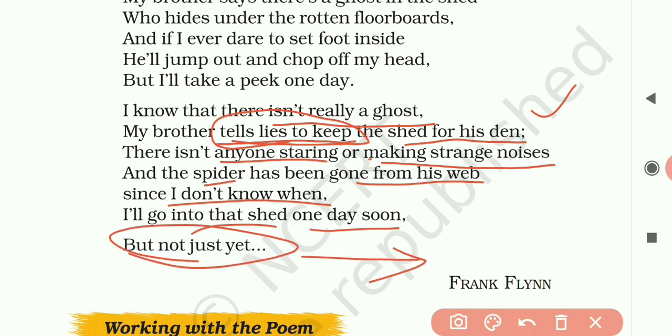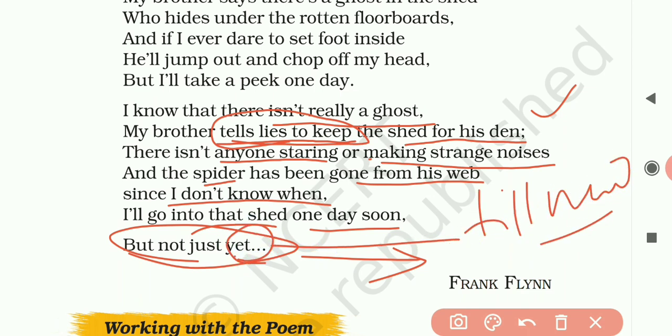Why? He wants to visit it. He wants to go there. He wants to go and see what is there inside it. Okay, but has not visited yet. Yet means till now. What is the meaning of yet? Yet means till now.